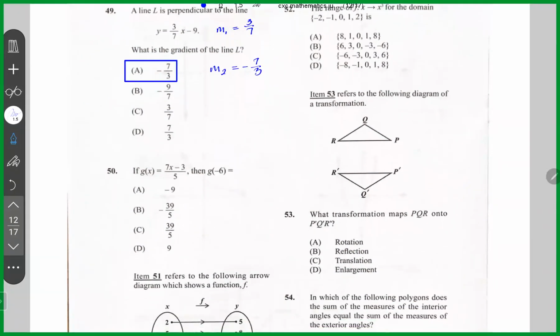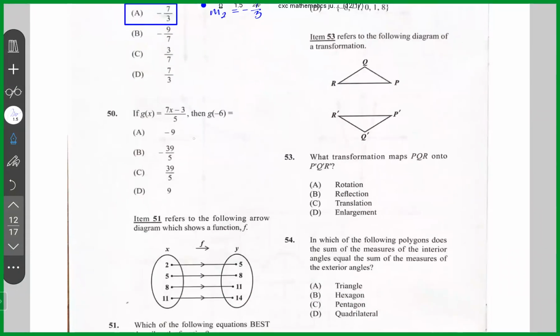Item 50, g of minus 6. Wherever you see x, you're going to put minus 6. So this is minus 42 minus 3, which is minus 45. Divide by 5, which is minus 9. That is A.